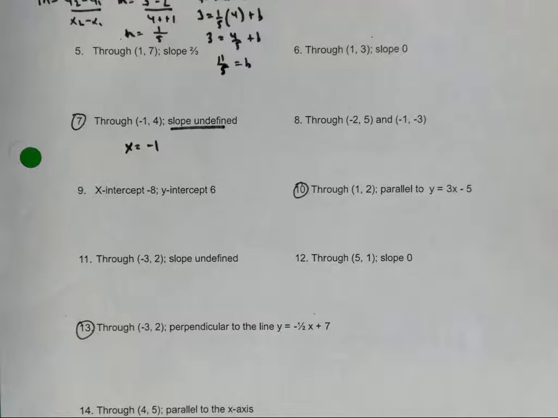So you need to make a note somewhere if you didn't remember. Parallel lines have the same slope. Perpendicular lines have slopes that are what? Negative reciprocals. And what I mean by negative reciprocals, you flip it and change a sign. Flip it and change a sign.